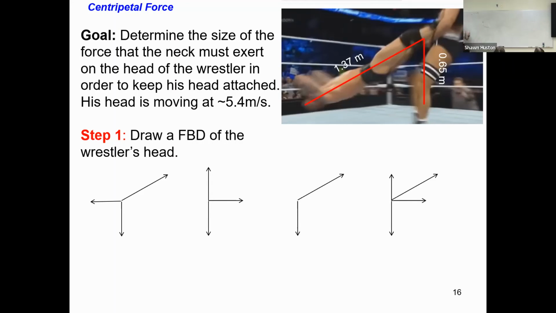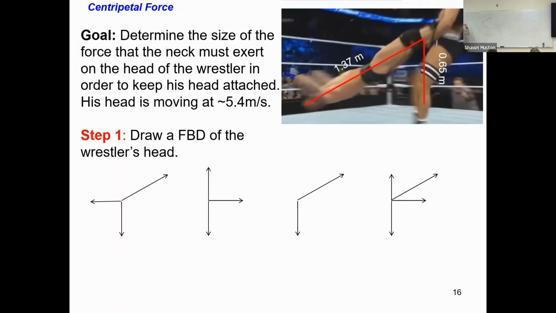What point of attachment does his head have with the outside world? Yeah, neck. And which way would the force that his neck is exerting on his head point? Yeah, this way. What could we call that force? Maybe it's a tension force. Whatever, I don't really care. We can call it tension of neck on head.